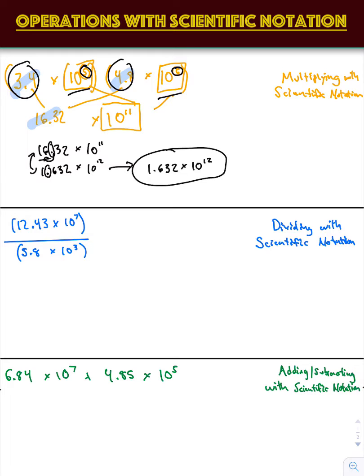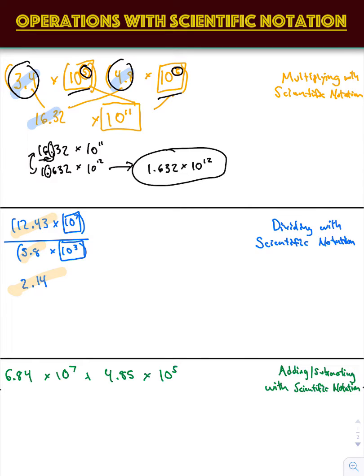Okay, moving on to dividing with scientific notation. It's fairly similar in some ways, where we are going to do the operation at hand with our front two numbers. So we are going to go ahead and divide 12.43 divided by 5.8. And when I divide 12.43 and 5.8, we get a really long decimal that we're just going to round to 2 and 1400ths.